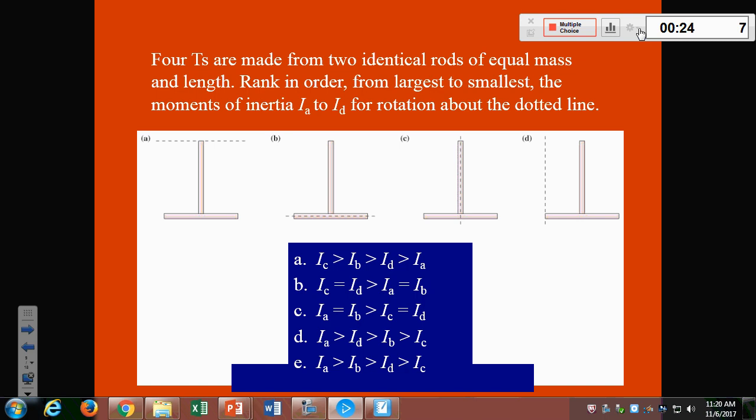The one with the biggest moment of inertia will have the most mass at large radii. The one with the smallest moment of inertia will have the least mass at large radii, or more mass at small radii.